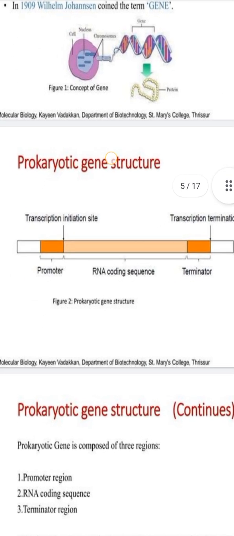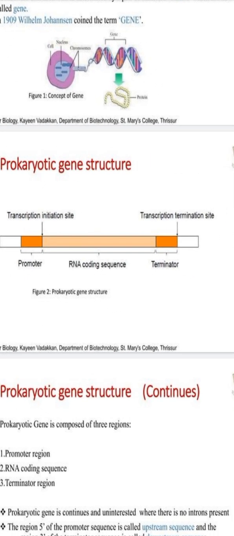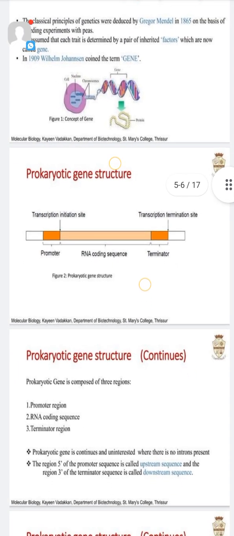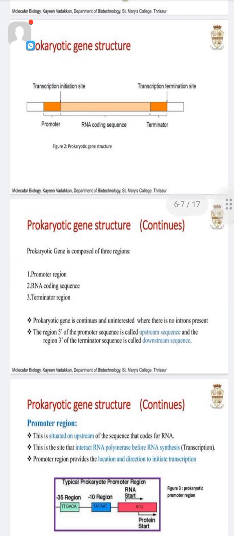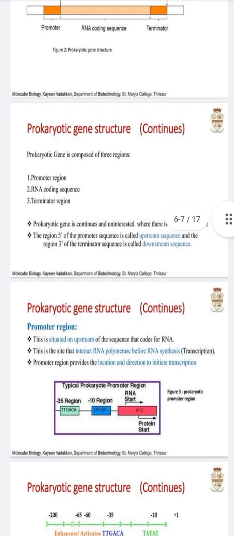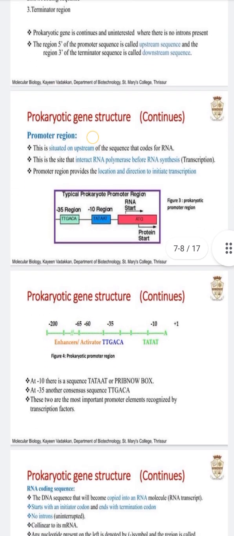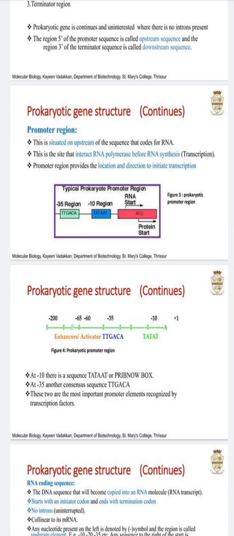Coming to the prokaryotic gene structure, you have a promoter at the start and a terminator at the end. In between you have the coding sequence, which is the RNA coding sequence. Initiation and termination are very important for processing. The promoter, coding sequence and terminator, these three regions are very important for processing. The 5' and 3' regions are the upstream and downstream. This is the region where you have -35 and -10, where the RNA starts transcription, and finally we go on to protein production.